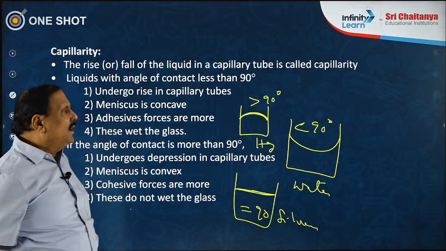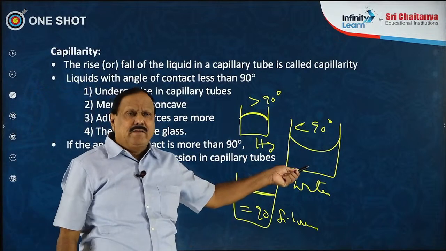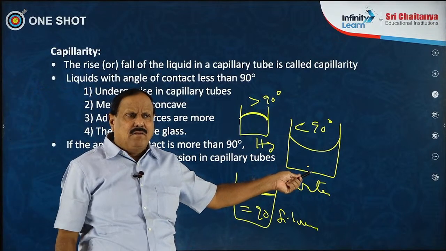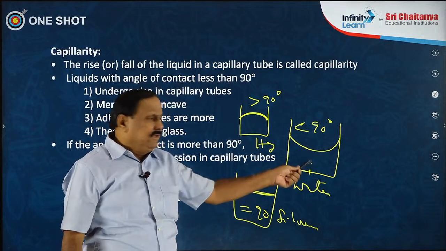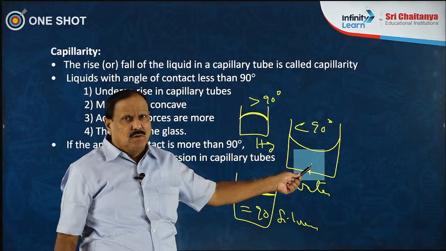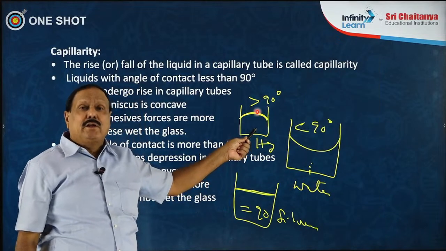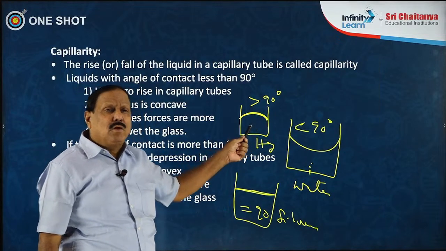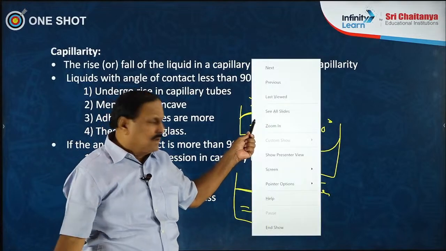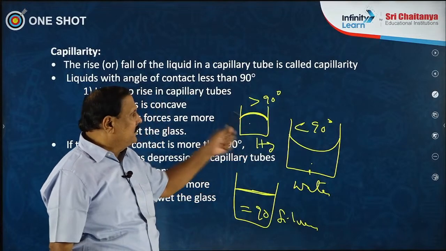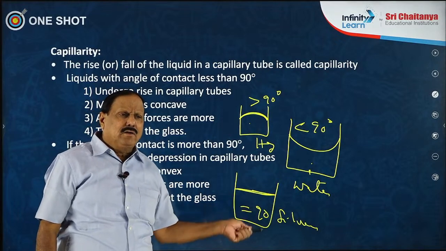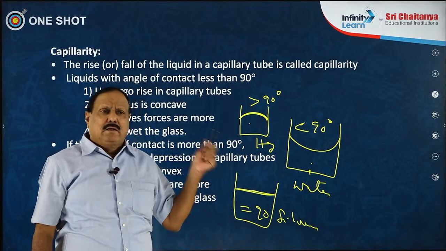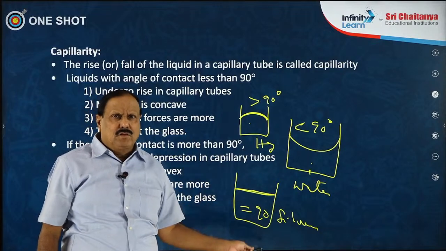And one more point you have to remember, in the case of liquids with less than 90 degrees angle of contact, adhesive forces are more. In this case, adhesive forces are more. In this case, where we are taking mercury, with angle of contact more than 90 degrees, cohesive forces are more. In the case of silver here, where the angle of contact is equal to 90, you can say that cohesive force and adhesive force are both equal.